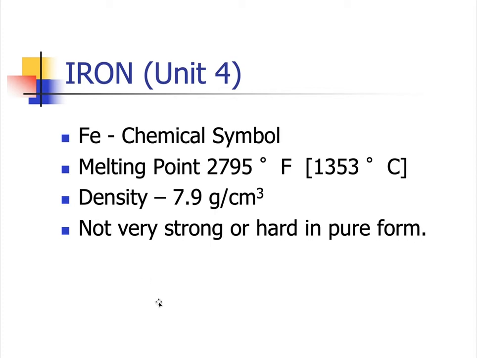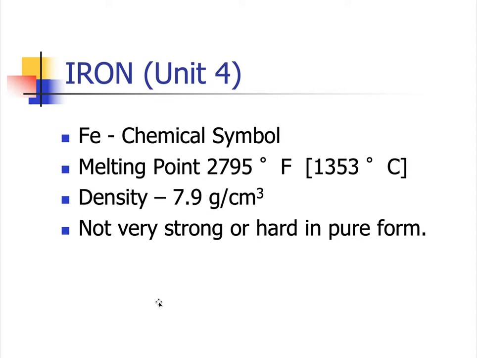So iron has a chemical symbol of Fe. It has a melting point of about 2,800 degrees Fahrenheit, so very hot. And that's why back in the olden days they had trouble melting iron. So a lot of the processing for iron was done in the red hot or solid state. And it wasn't until much more modern times that we could actually melt steel.